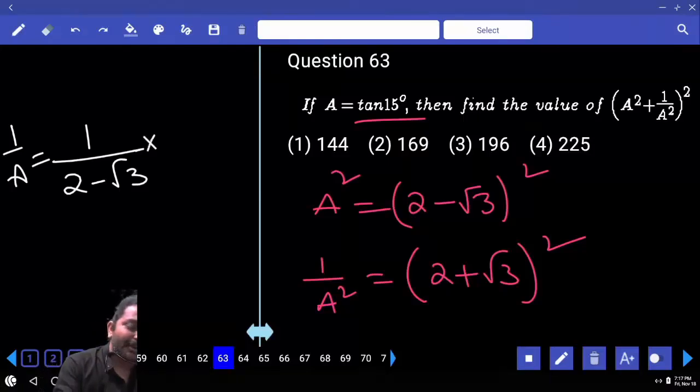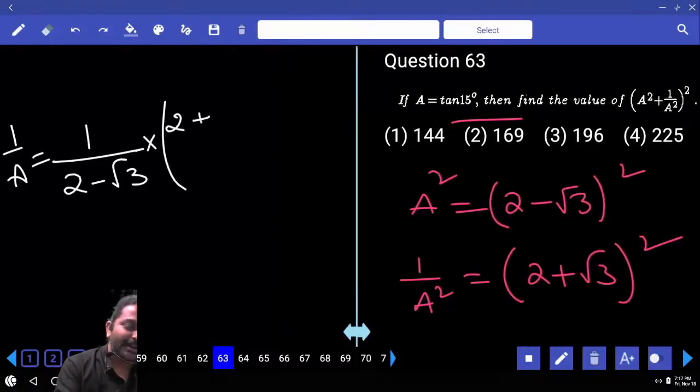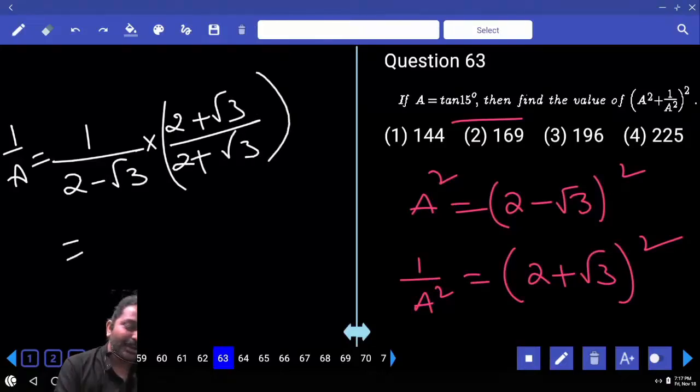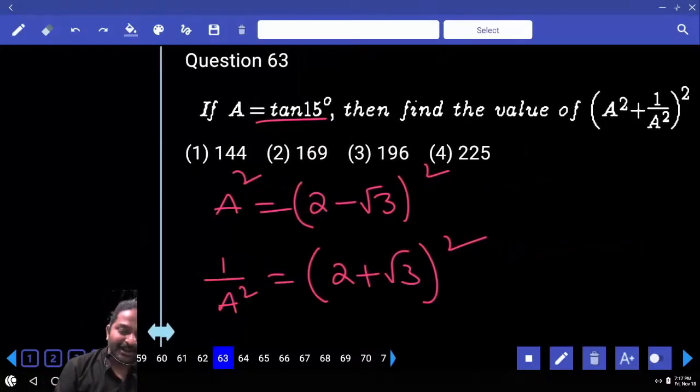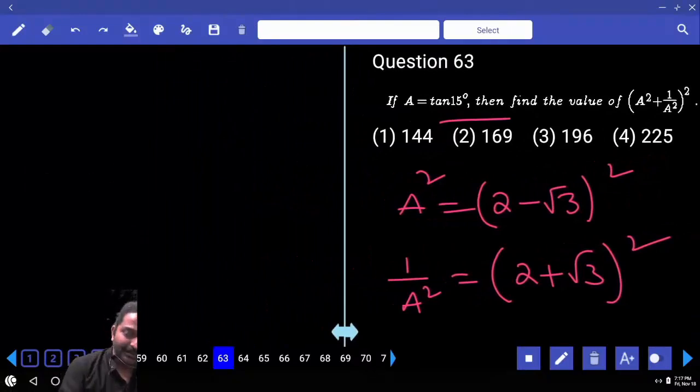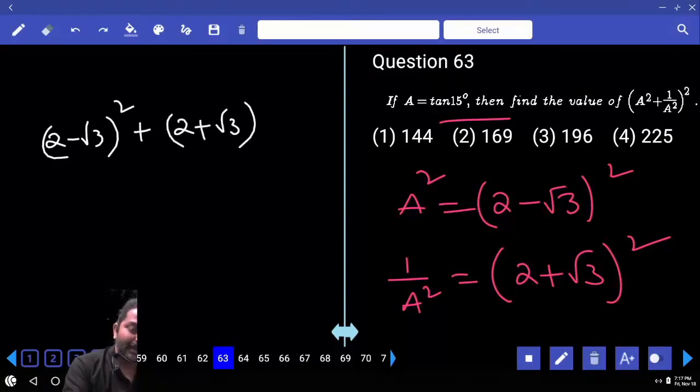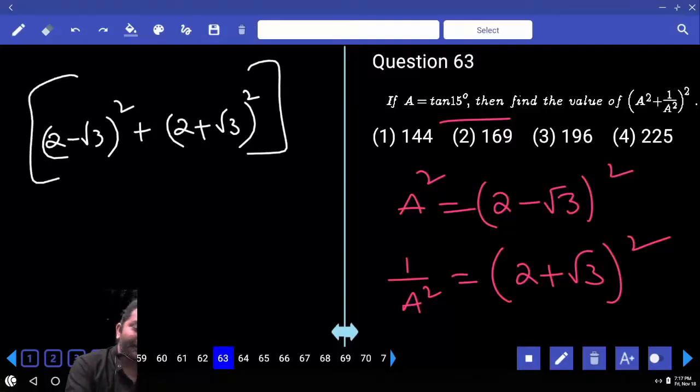So now we rationalize: multiply both numerator and denominator with 2 plus root 3. Numerator is 2 plus root 3. Denominator is A plus B into A minus B form, A square minus B square, 4 minus 3, 1. So 1 by A becomes 2 plus root 3. So I am directly writing the values here: 2 minus root 3 whole square plus 2 plus root 3 whole square, and to the power of 2.